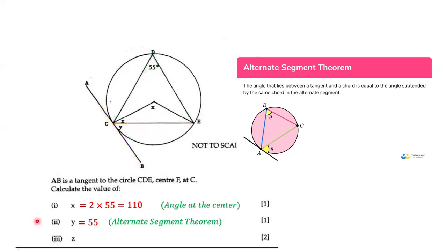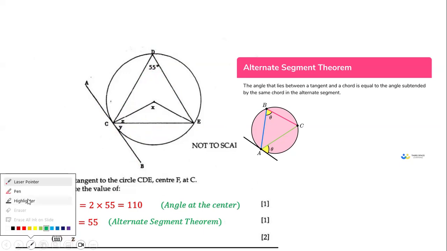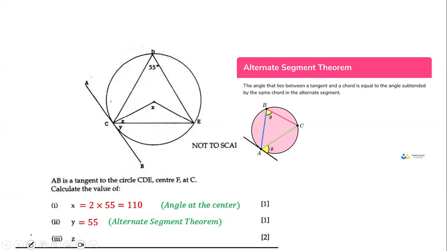Next, we need to figure out what is the size of angle Z. All right, angle Z. Now, what do we know already? We know that angle X is 110 degrees. So this right here is 110 degrees, and we know that based off of the first question that we answered. But we need to figure out what is the size of angle Z.